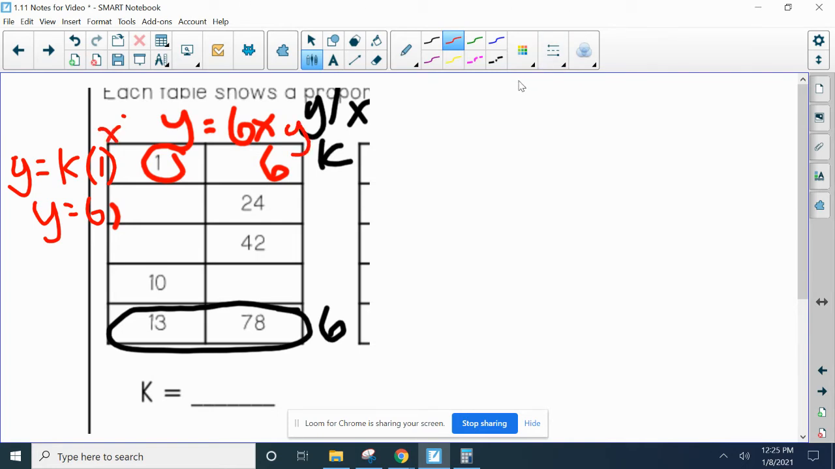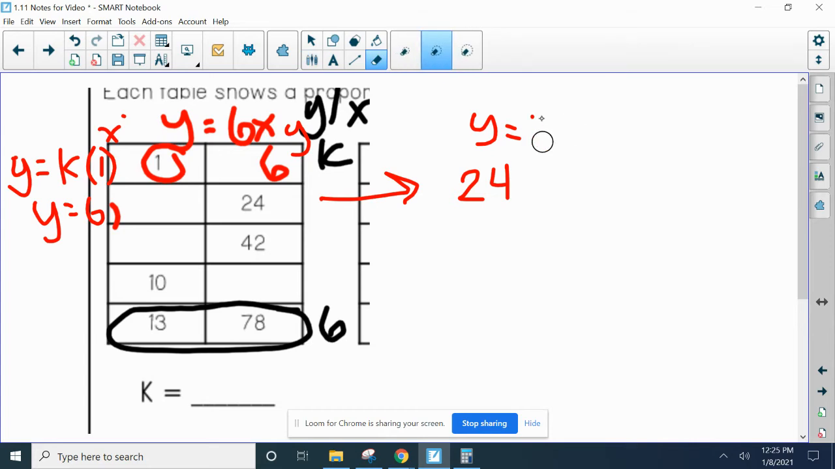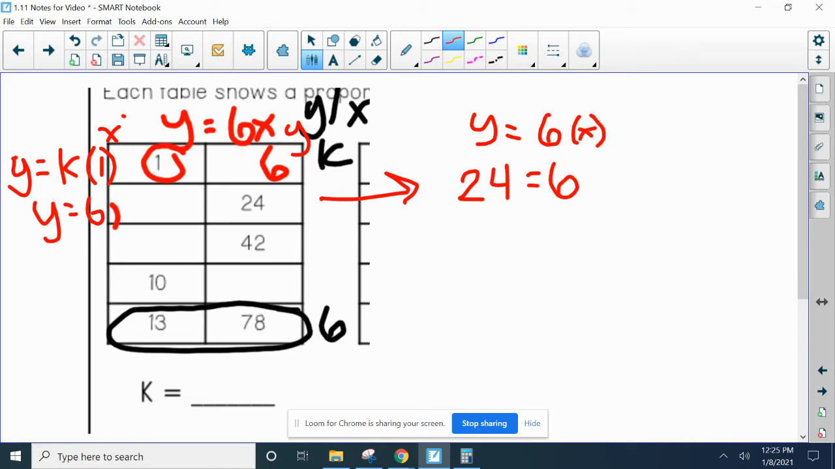All right. So then again, for this one, our 24 is our y this time. Y is equal to k times x, which in this case is 6. Y is equal to 6 times x. So 24 is equal to 6 times x. We can go ahead and divide both sides by 6. So our x is 4.